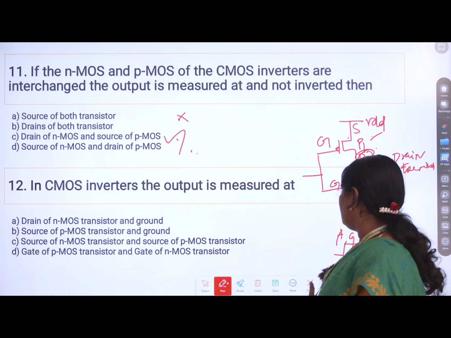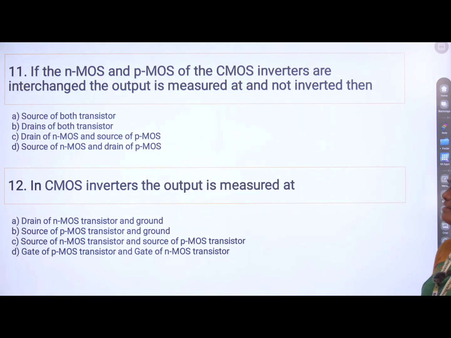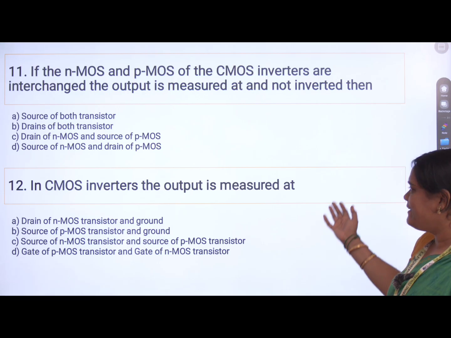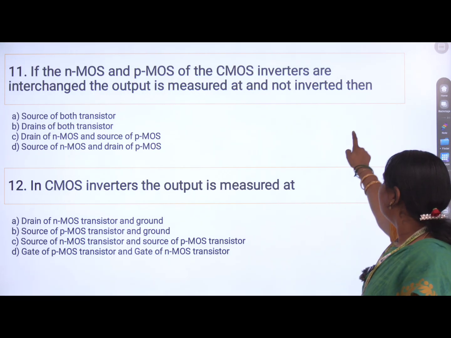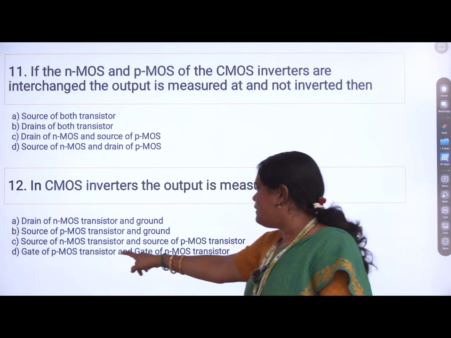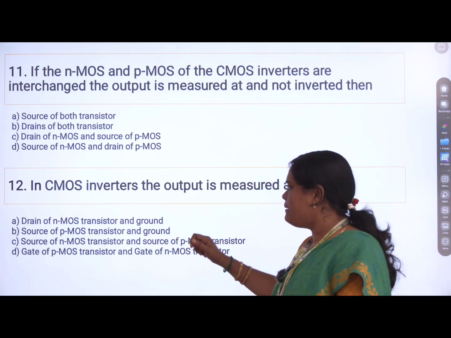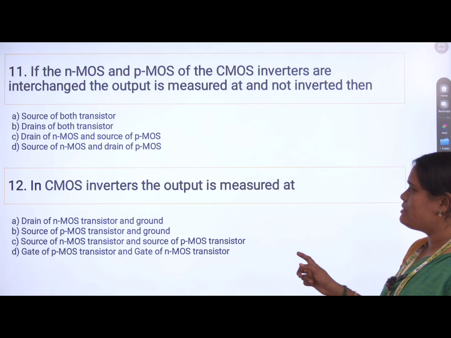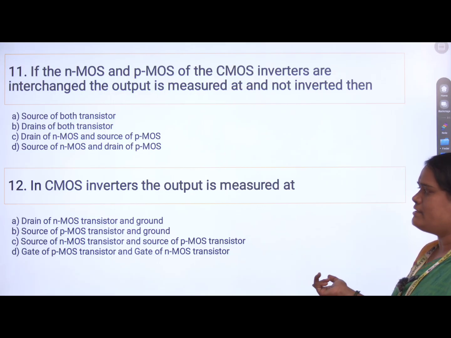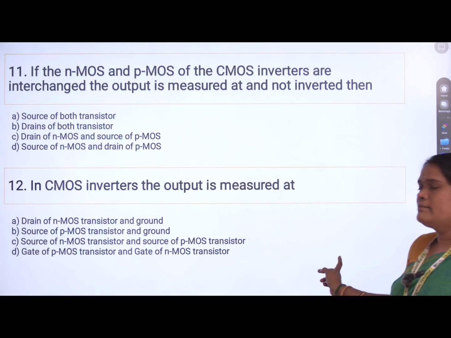Next. In CMOS inverters, the output is measured at, obviously in the previous diagram I showed you, the output is got across the drain of your PMOS transistor. In CMOS inverters, the output is measured at the drain of NMOS and ground.